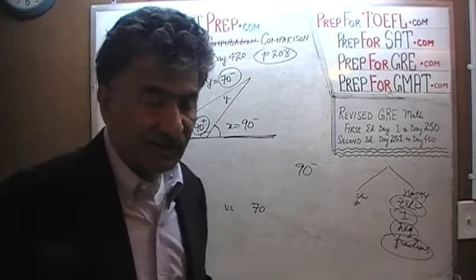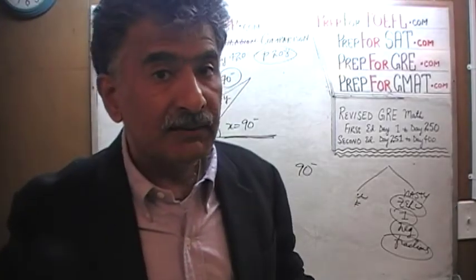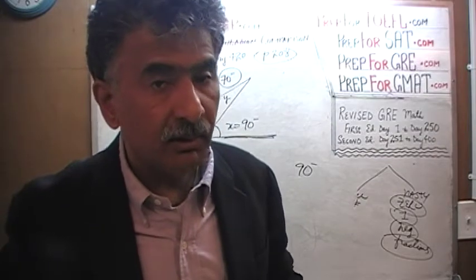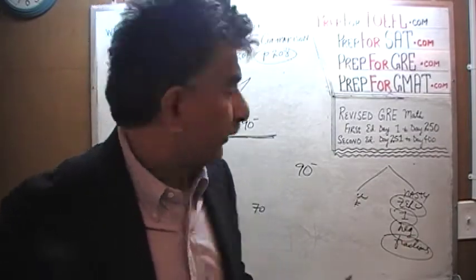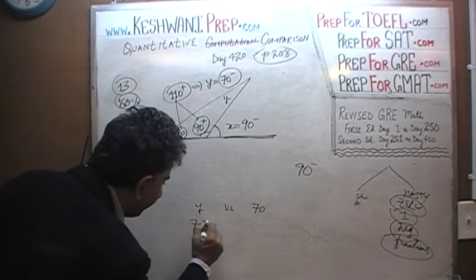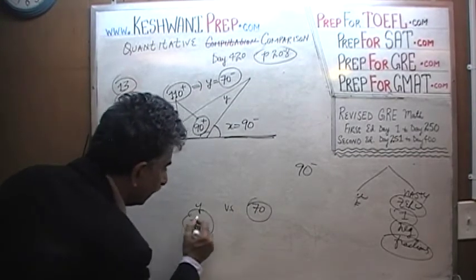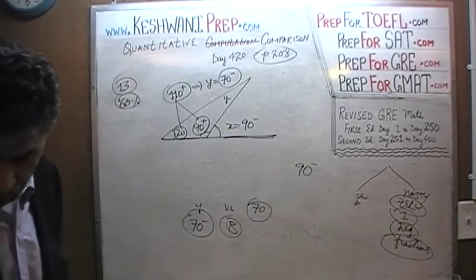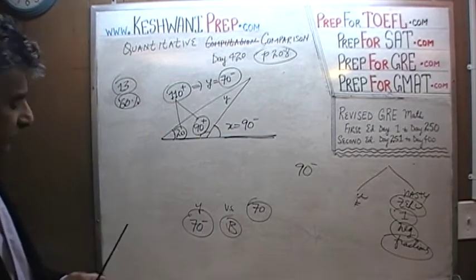Y would have to be something less than 70, given that the sum of the other two angles in the triangle is more than 110. Y is something less than 70 versus 70. The answer is B. Let's move on then. That was number 13.